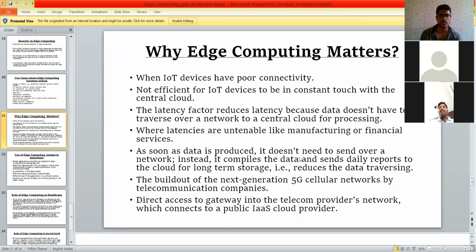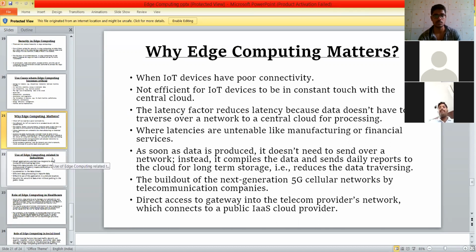As soon as the data is produced, it does not need to be sent over a network. So, building out for next generation 5G. After 4G, we are going through a step known as 5G cellular networks, fifth generation. There is direct access to a gateway into the telecom provider's network, which connects to a public IaaS cloud provider.